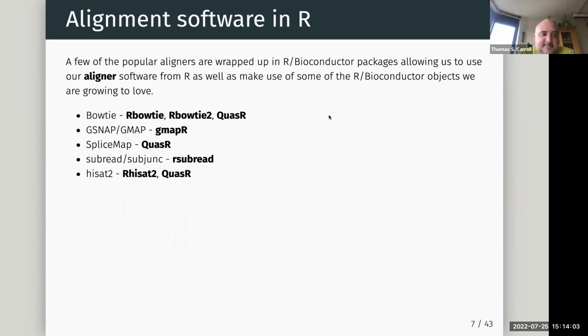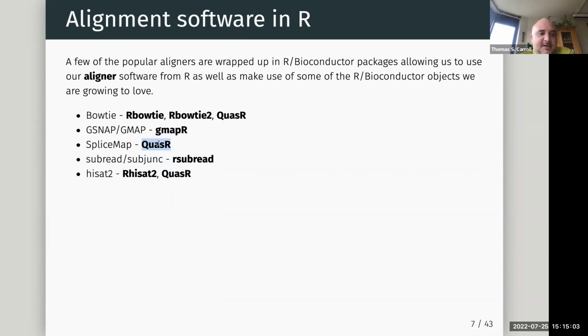So a few of the popular aligners are wrapped in our Bioconductor packages, allowing us to use that aligner from R, and I think most importantly, often they are closely tied, shall we say, to the Bioconductor objects we've already seen. I think growing to love might be a little strong yet, but we'll see. So Bowtie has Rbowtie, we have Rbowtie2, because actually there is a Bowtie 1, and we have this package QuasR, which is a wrapper for a few different aligners. We have GSnap and GMap in GmapR. We have SpliceMap again in QuasR. We have Subread and Subjunc, which are, I will say, the BRC favorites, in Rsubread. And we have HiSat2 in Rhisat2. But again, the author of Rhisat2 has written this up and implemented this in QuasR.